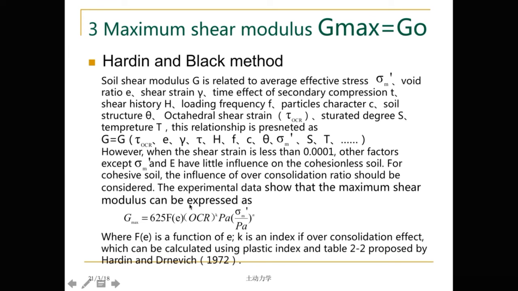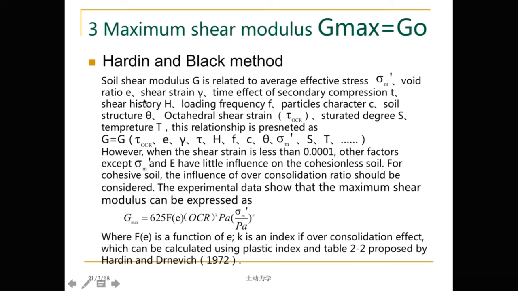Do you remember how to calculate OCR, the over consolidation ratio? It's just equal to PC divided by the current vertical effective stress. This is a ratio. Then what is PC? PC is the largest consolidation stress in the previous history. We define it as PC, or we say it's the pre-consolidation stress.